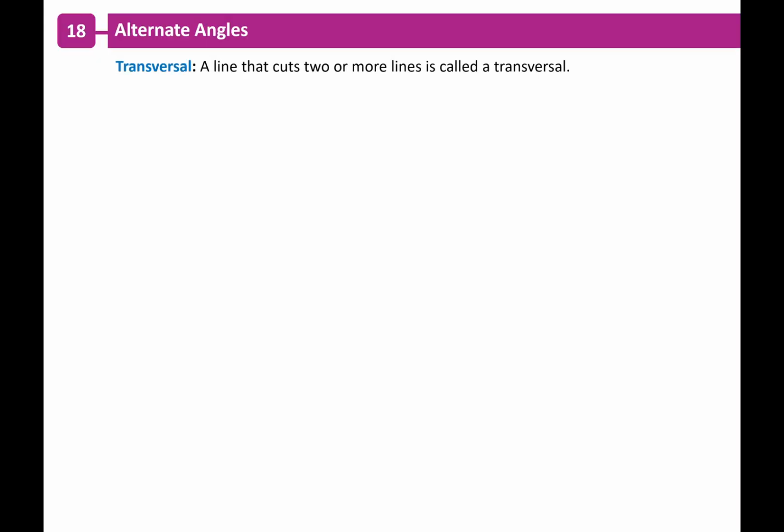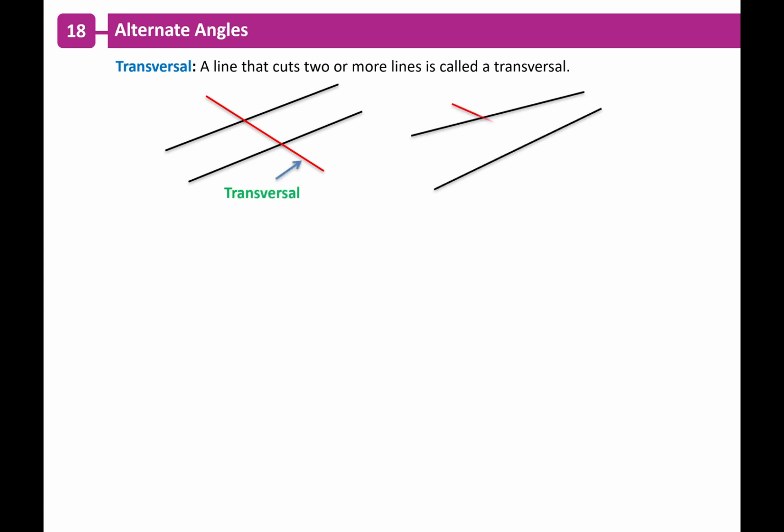A transversal is a line that cuts two or more lines, i.e., this red line is a transversal. And so is this red line.